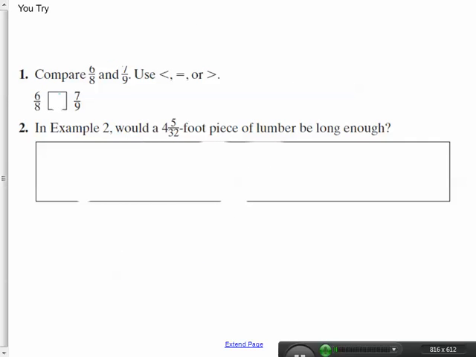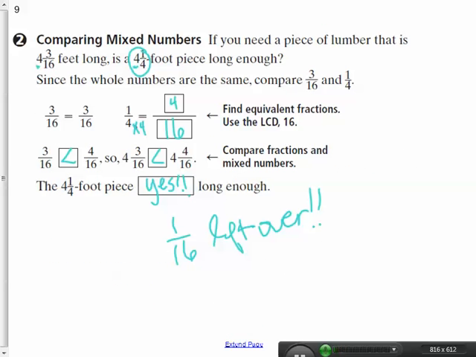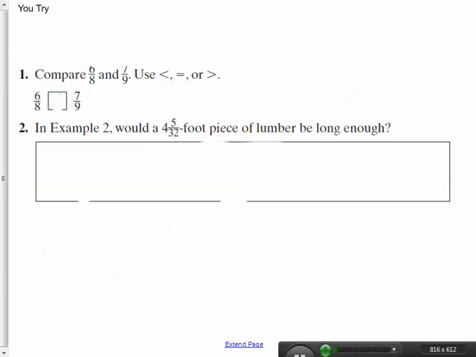All right, you are now going to do these two problems right here. And notice for number 2, you need to go back and look at 2 slides ago where we were talking about our piece of lumber. So go ahead and hit pause on your video and I will be back with the answers.